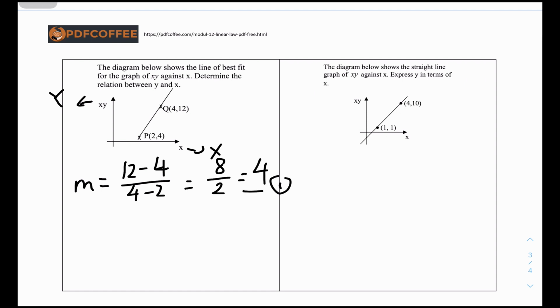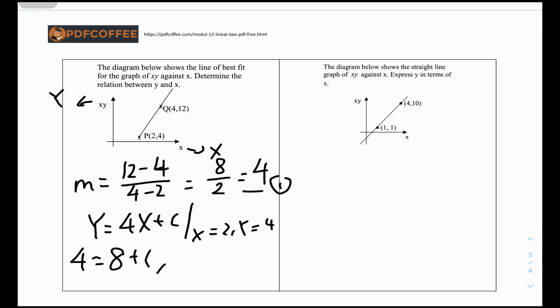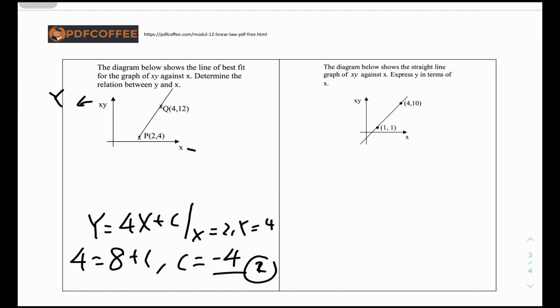So that's the gradient. Now find the y-intercept. Big Y equals 4 big X plus C, where let's set big X as 2 and big Y equals 4. So it will be 4 equals 8 plus C, and therefore C is minus 4, because minus 8 plus 4 is minus 4, like so. And therefore if you substitute all of it in, it will be big Y equals 4 big X minus 4.